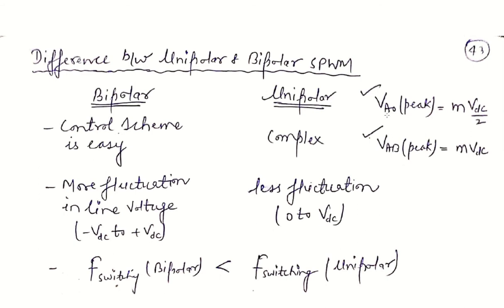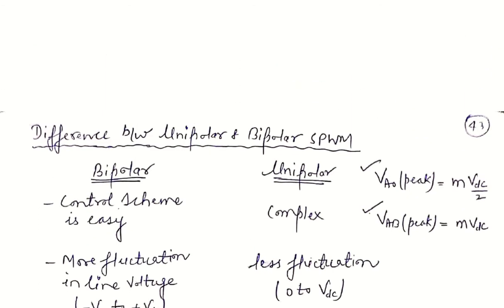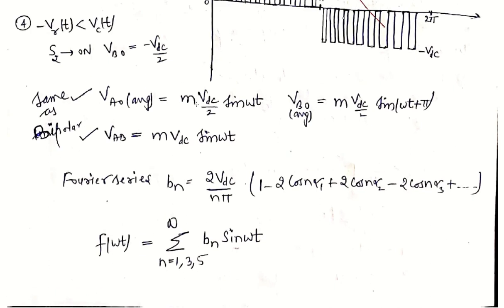And this VA naught peak value, the examiner will ask what is the peak value of the pole voltage. So if you want to know the peak value of the pole voltage, you have to find the Fourier series expression. From this Fourier series expression, this is VA naught. VA naught is sinusoidal in fashion, so its peak value is equal to m VDC by 2. What is VDC by 2? It is half of the supply voltage. If the midpoint is there, then it will be VDC by 2.